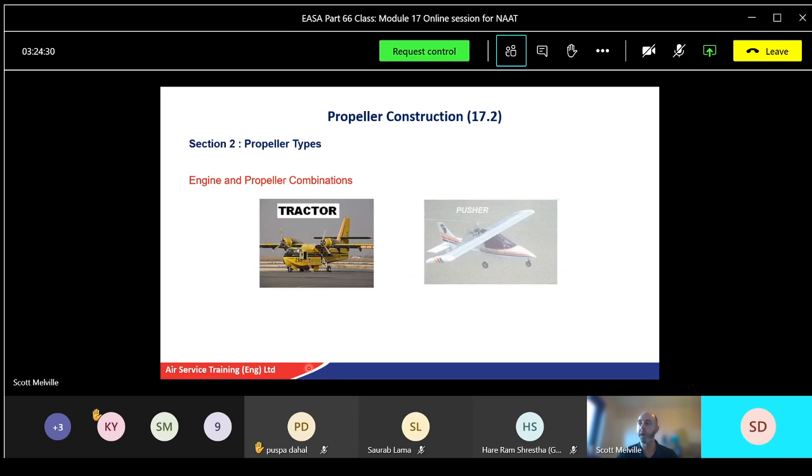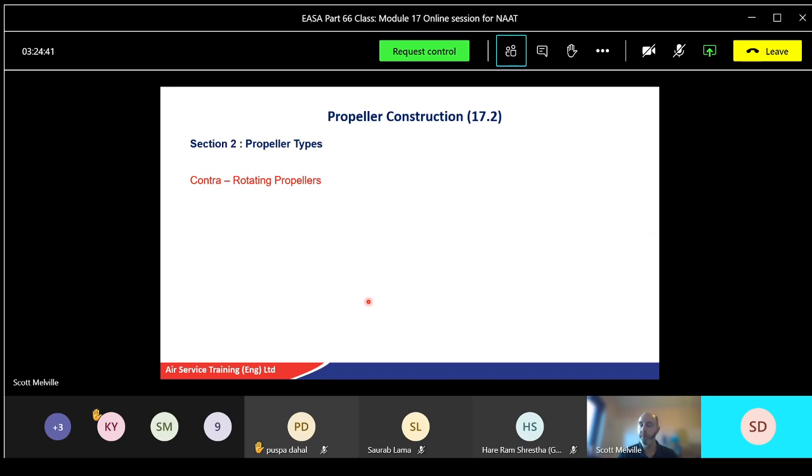So there you go, some configurations. Tractor, the pusher, you can just see the engine up on top of the fuselage behind it, a little microlight aircraft there. And we've got an over-the-wing one. That one's pulling it, and that one's pushing it.